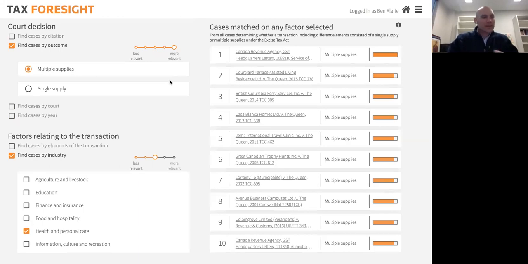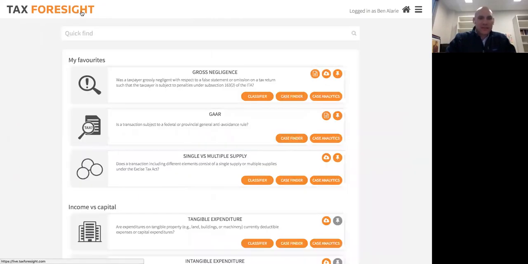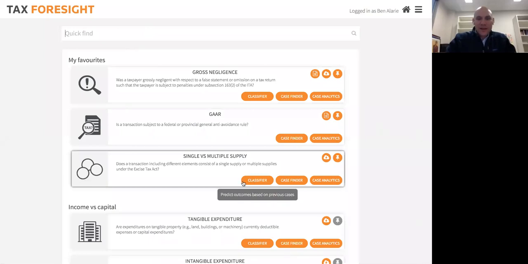So I hope you get a sense now from how this is working that there are multiple different ways to assess a client situation. Just heading back to the homepage here, the classifier you use to get a prediction about a particular factual situation. What is actually the best prediction about what a court would do based on the facts of your specific situation or your client's specific situation? And so that gives you a very, very good prediction.